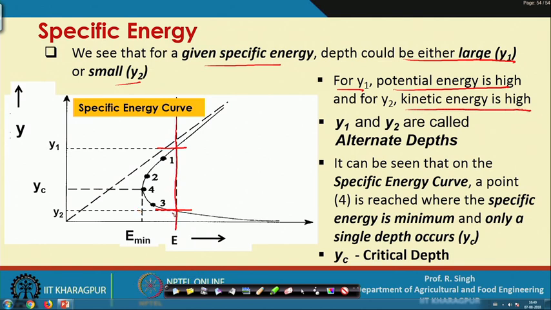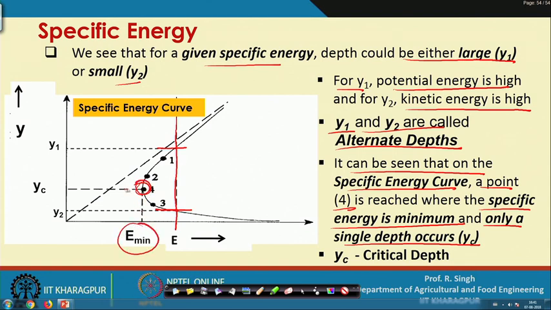And these y1 and y2, the two depths where the specific energy is the same, are referred to as alternate depths. So, it can be seen that on the specific energy curve, a point is reached where the specific energy is minimum and only a single depth occurs. So, at this point specific energy is minimum, as you can see here, just a single depth occurs, that is yc, and this depth is referred to as critical depth.